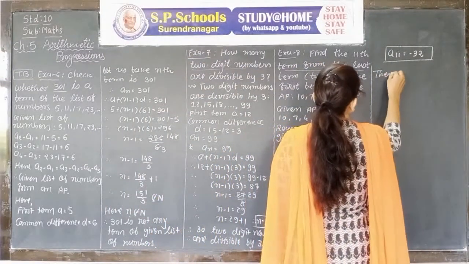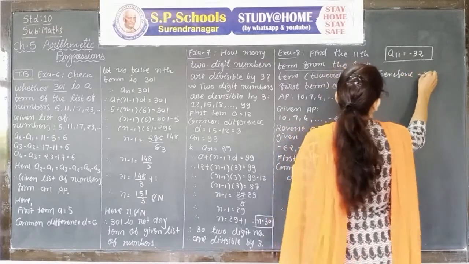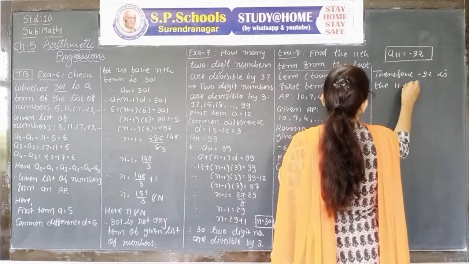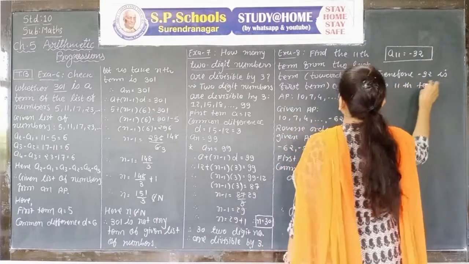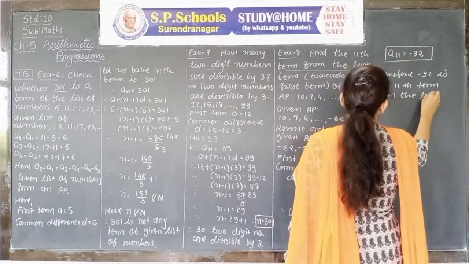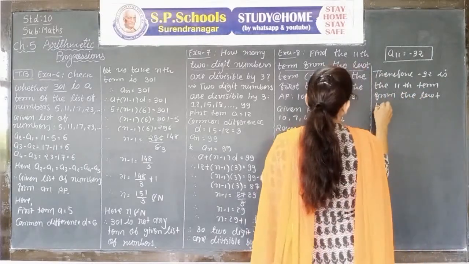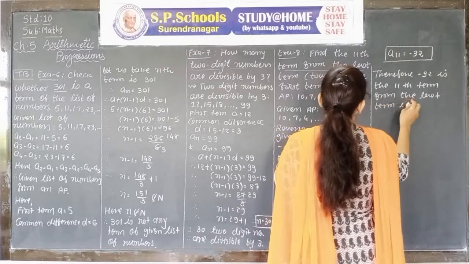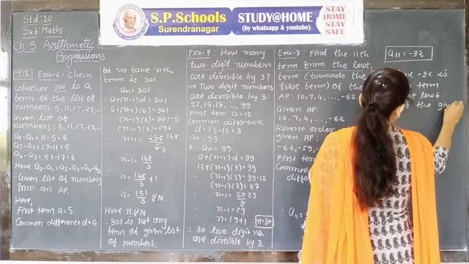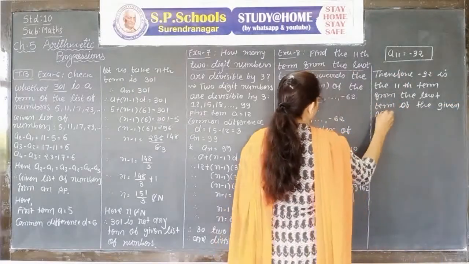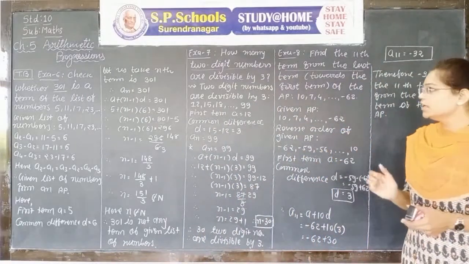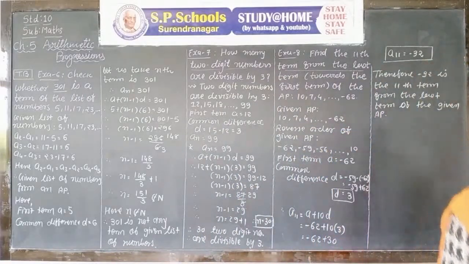Therefore minus 32 is the 11th term from the last term of the given AP. Keep in mind, example number 8 is an important example. Let's see the next example.